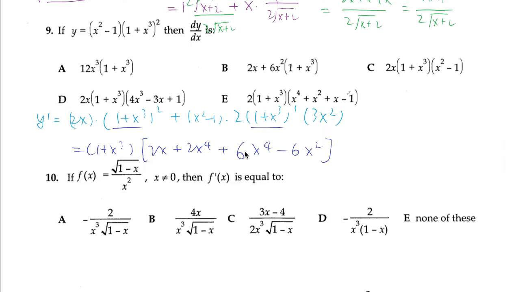So now we get everything ready. We're just trying to cancel out some common terms. This 2x to the power of 4 and 6x to the power of 4 become 8x to the power of 4. And then, I think I probably made a mistake. 2x, 1 plus x cubed, x squared minus 1. Did you realize there's a mistake somewhere?